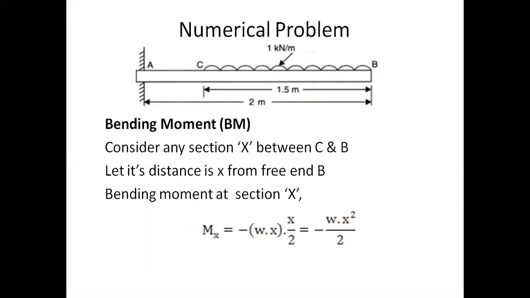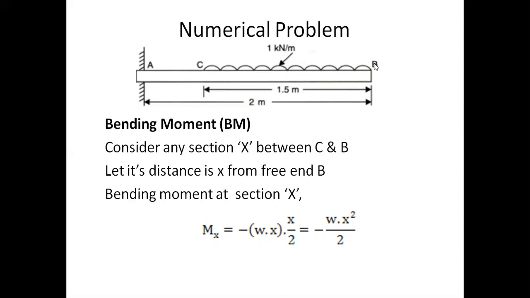Now how to calculate? We have seen Mx is the bending moment at x. Take any x, for example, x from this place to this place is x. Therefore, the entire load from this place to this place is small w into x. And this load will act exactly at the center of gravity of this section.